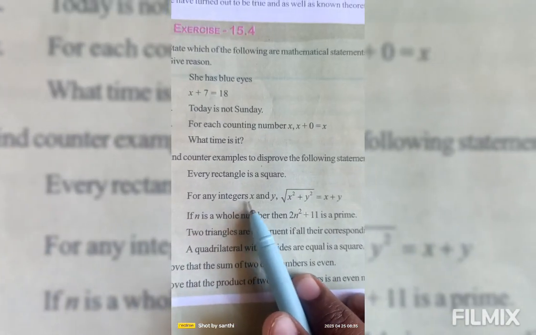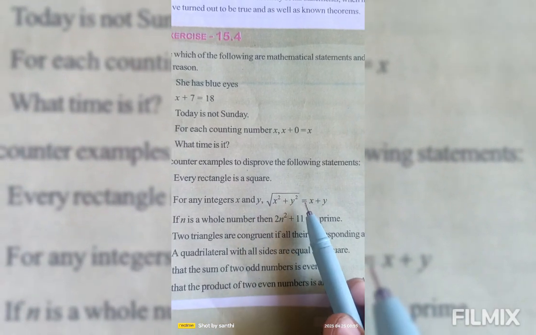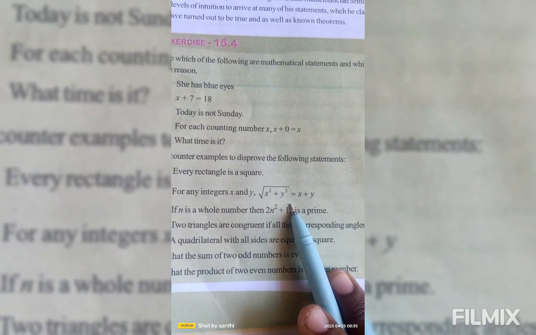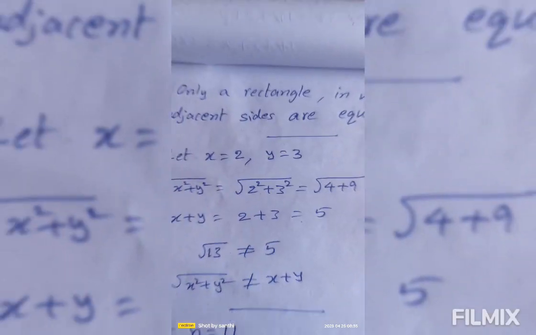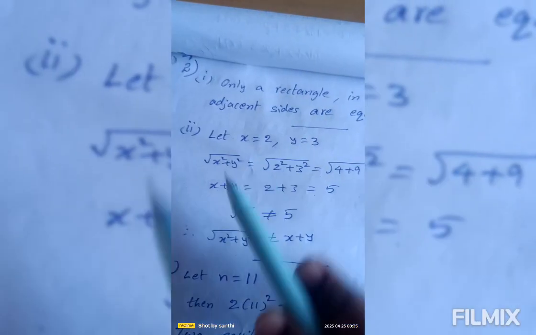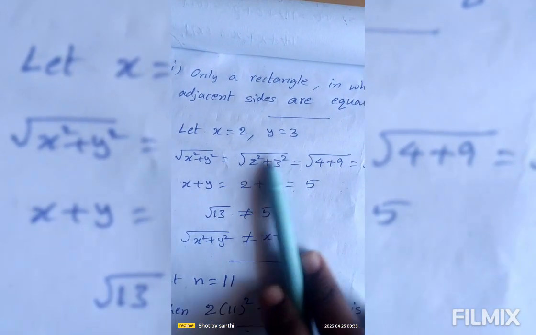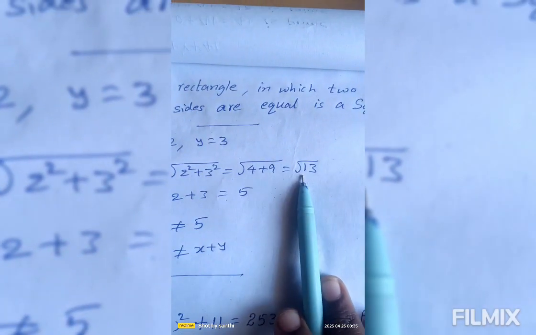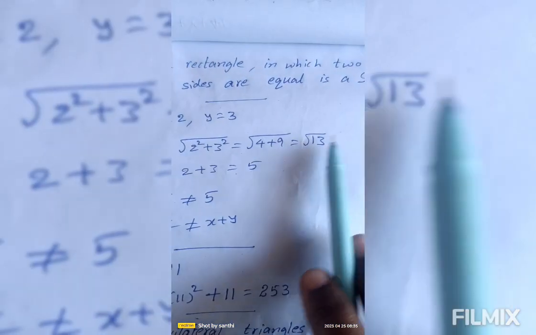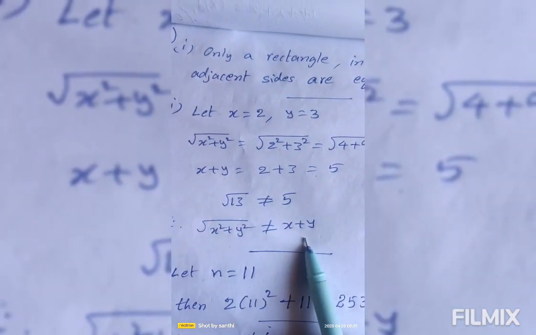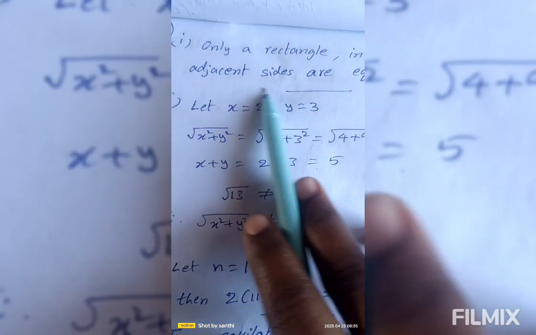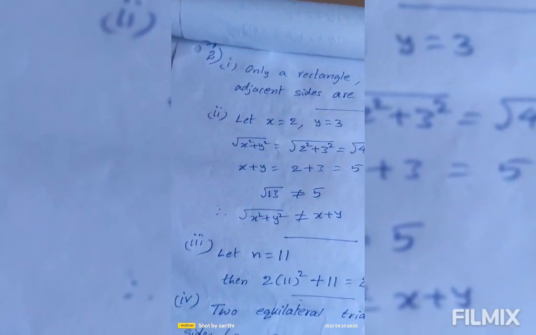Second one, for any integers x and y, root of x square plus y square is equal to x plus y, they have given. Now let us take any two integers x and y. Here we have taken x is 2 and y is 3. Let us substitute in the given. Root of x square plus y square is equal to root of 2 square plus 3 square, that means root of 4 plus 9, root 13. And x plus y, if you take RHS, 2 plus 3 is 5, and both are not equal. Therefore, this statement is not true for this. That means here x is equal to 2 and y is equal to 3 are counter examples for this statement.